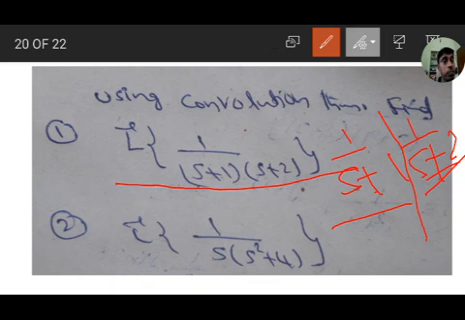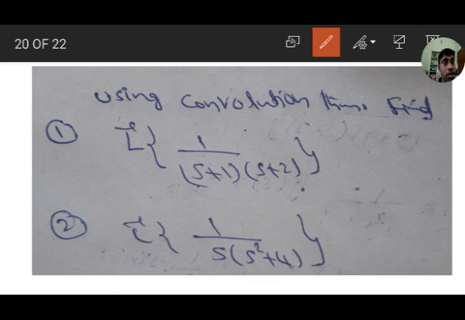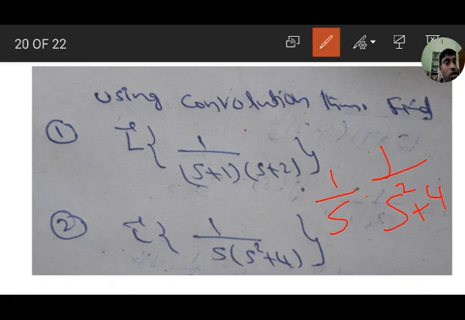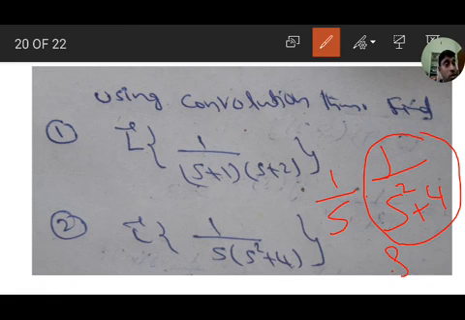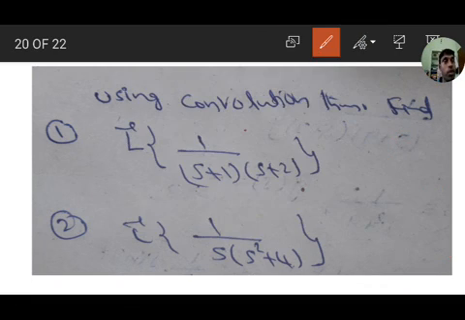And the second one, L inverse of 1 by s into s square plus 4. So 1 by s is one function into 1 by s square plus 4. Therefore, take 1 by s square plus 4 as f bar s. Next, the second one is g bar s, 1 by s, and proceed, we get the answer. Okay. These are the homework problems.